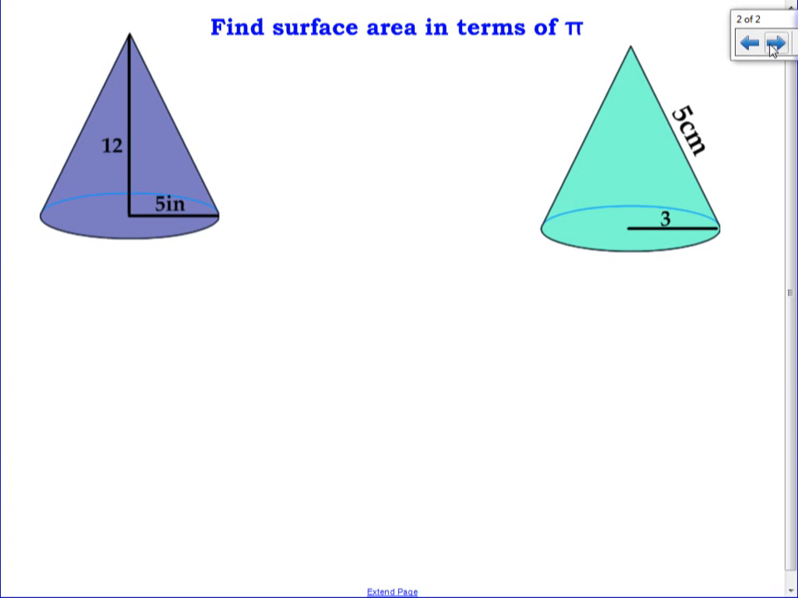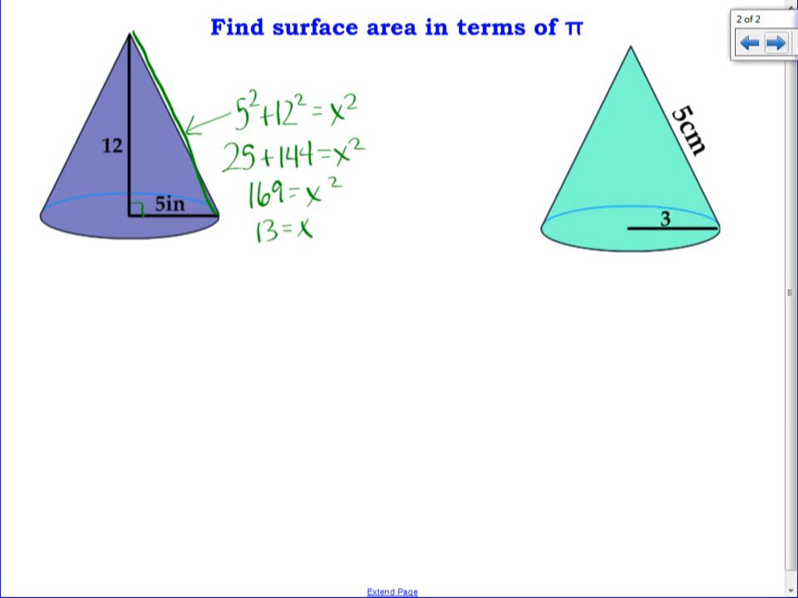So looking at this first one, we always need the radius and the slant height. On this one, do we have both of those things? No, we don't. We're missing this slant height right here. But luckily it's a right triangle, so what are we able to use? We're able to use the Pythagorean Theorem. So we've got 5 squared plus 12 squared equals x squared. We take 25 plus 144, and we get 169. We square root both sides, and we get 13 for the slant height.